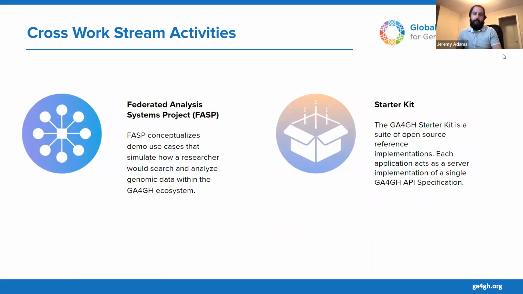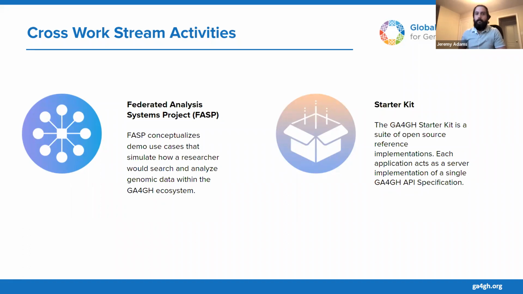So, moving away from the work streams a bit. The work streams are where the standards themselves are developed. We also have other groups that are focused on testing out the existing standards to see how they can be put into practice to facilitate real-world federated genomics. So we have the Federated Analysis Systems Project, or FASP. And FASP was created to show that GA4GH APIs can be used together in conjunction with one another to facilitate science and genomic data discovery, access, and analysis in the cloud. So to show end-to-end researcher use cases that are made possible by GA4GH standards.